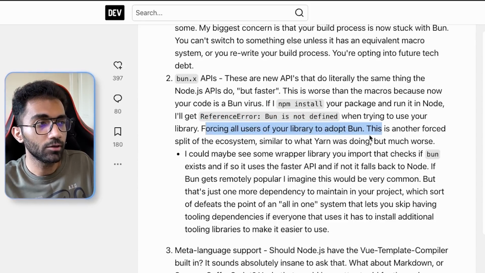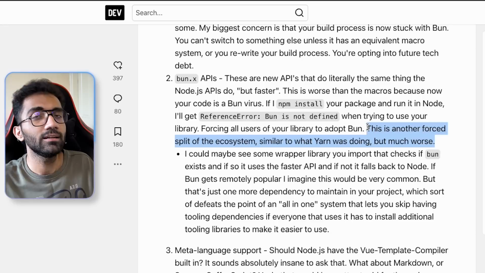Forcing all of your users' libraries to adopt Bun. This is another forced split of the ecosystem, similar to what Yarn was doing, but much worse. This definitely is a forced split, right?